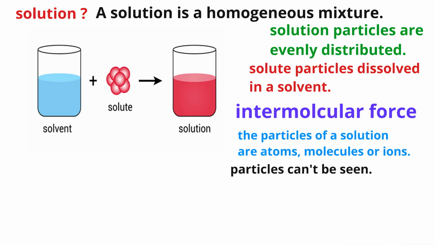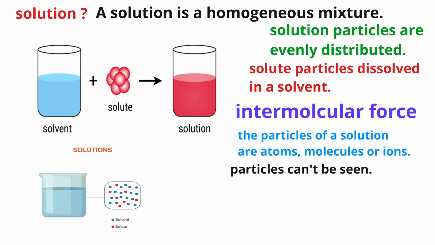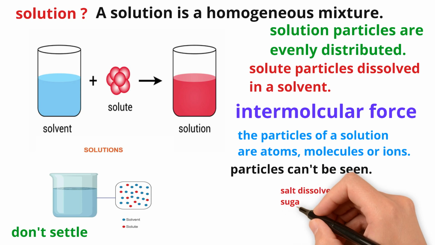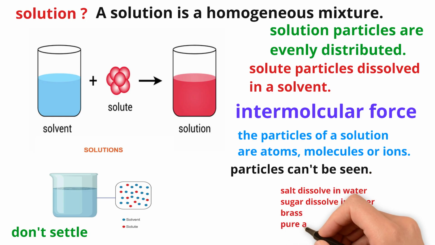The particles of a solution are atoms, molecules, or ions, and these particles cannot be seen with the naked eye as well as with a cell microscope. They are very tiny, and the particles of a solution don't settle down. Different examples: salt dissolved in water, sugar dissolved in water, brass, pure air, and so on are examples of solution.